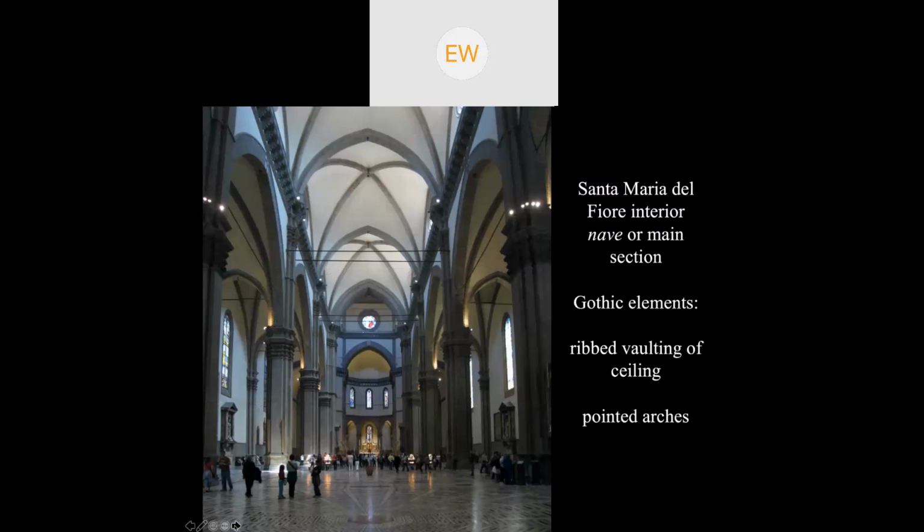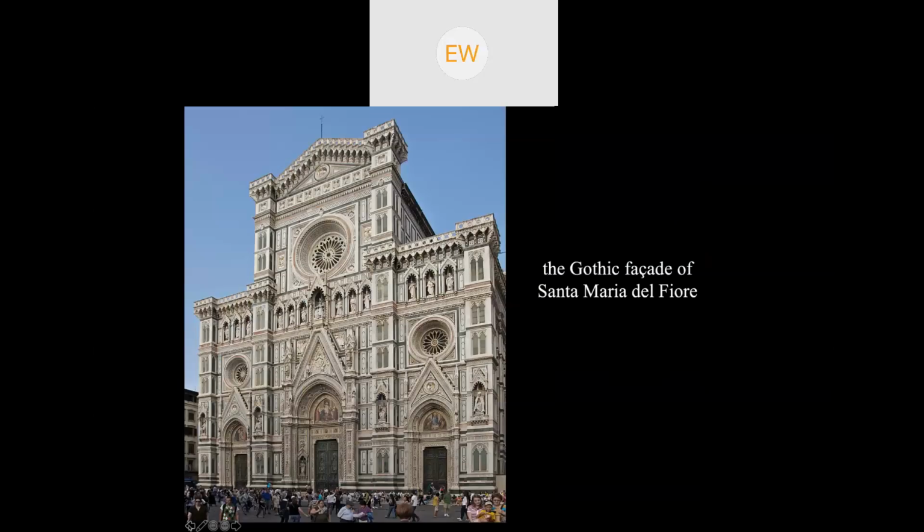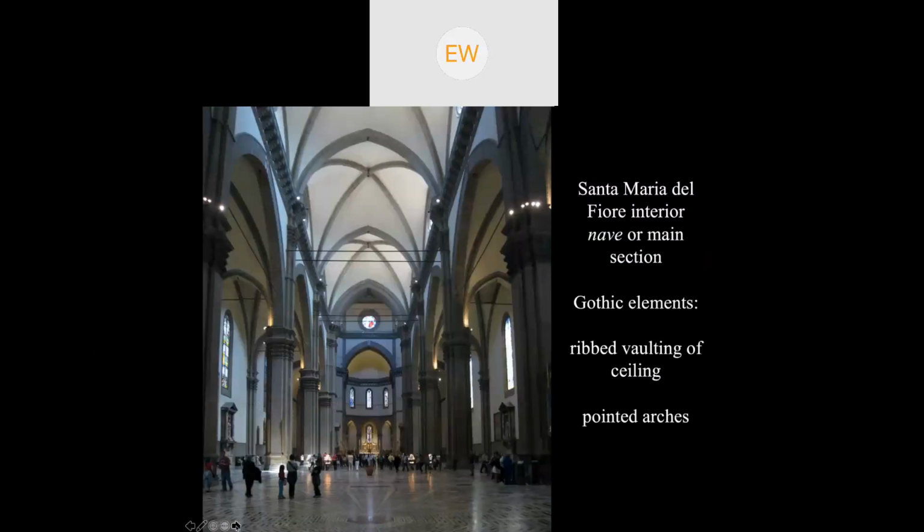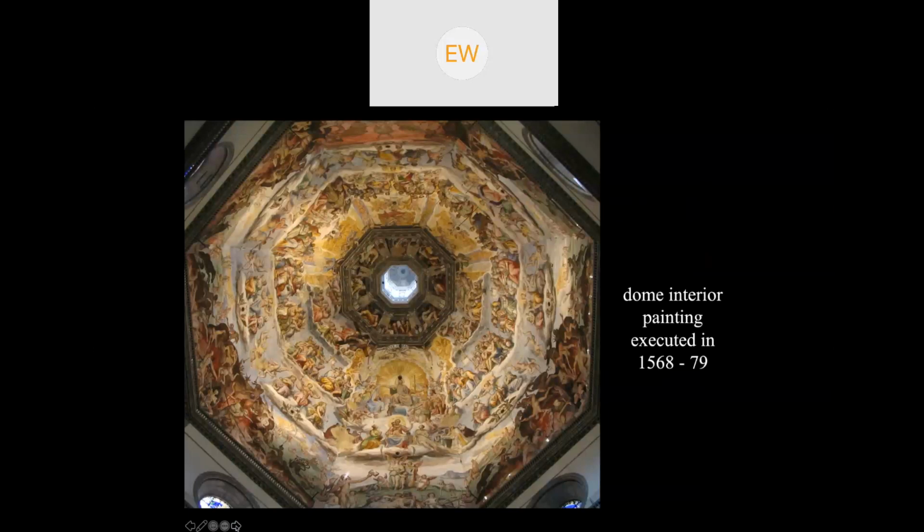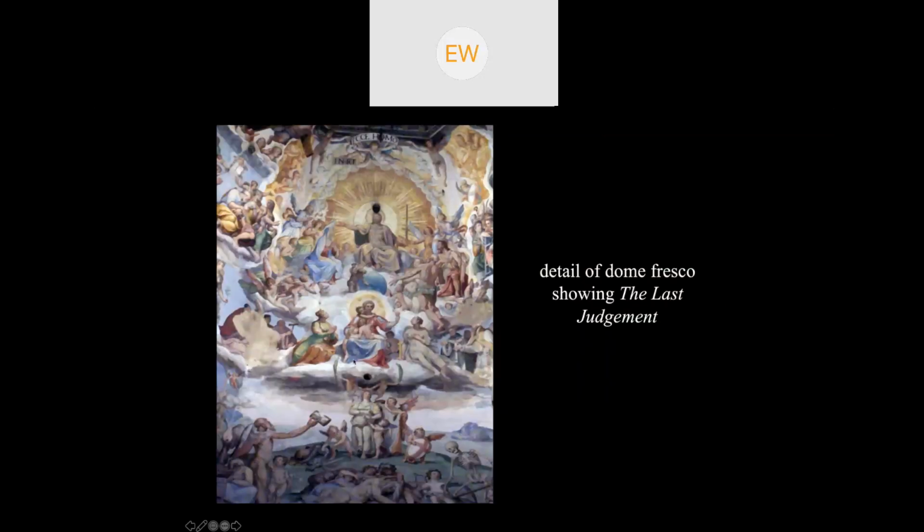Now here you see the ribbed vaulting. So there are the Gothic elements, because originally this is a Gothic church. As you go into it, though, there's the dome. This is the interior of the dome with the fresco going all the way up there. Here is a Last Judgment, up and down, heaven and hell.